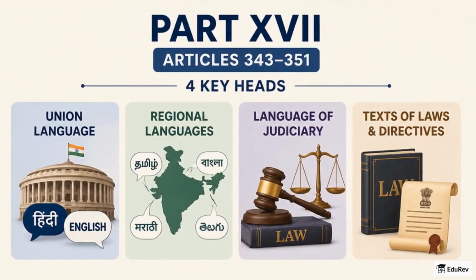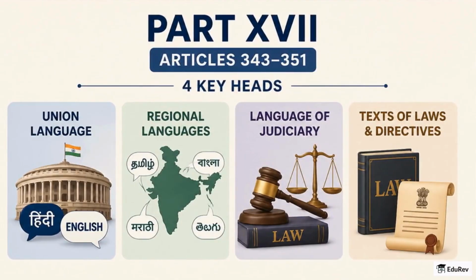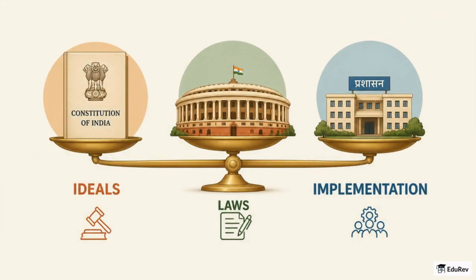Let's start simply. Part 17, covering Articles 343 to 351, groups rules under 4 heads: language of the Union, regional languages, language of the judiciary and texts of laws, and special directives. Think of the system as a three-way balance. The Constitution sets ideals, Parliament makes practical laws, and administrative bodies manage day-to-day use.